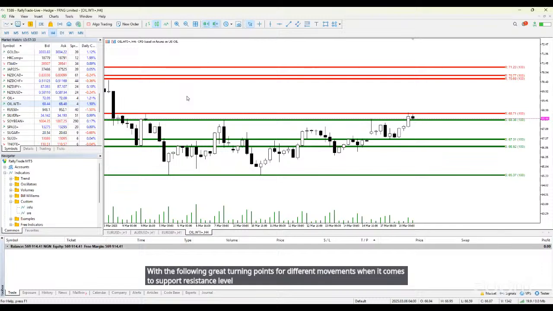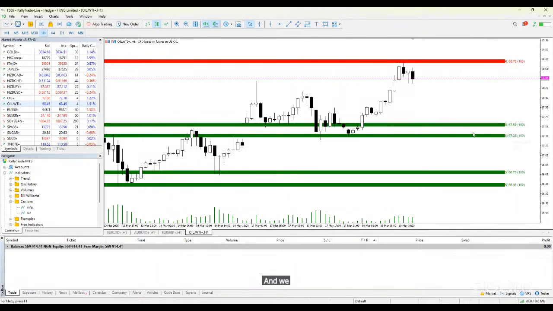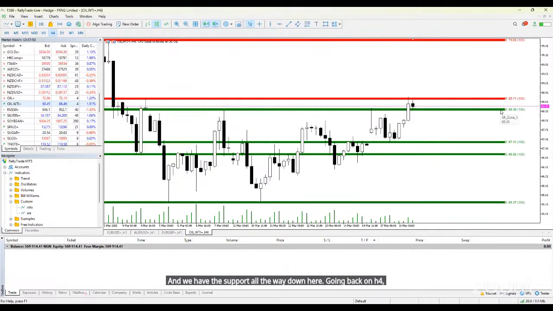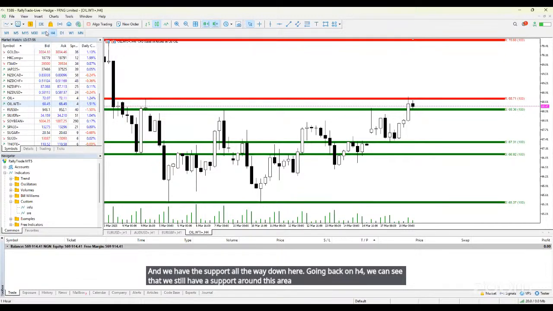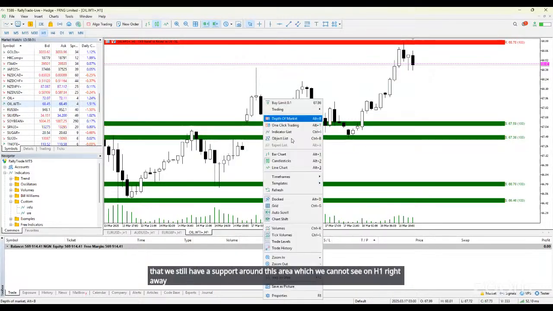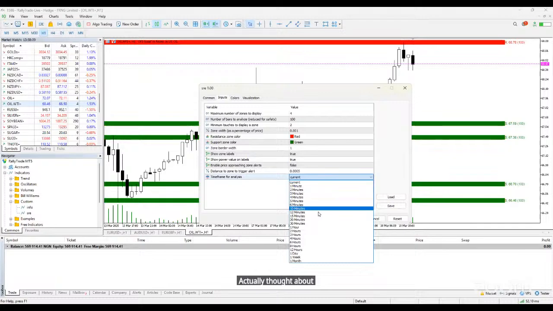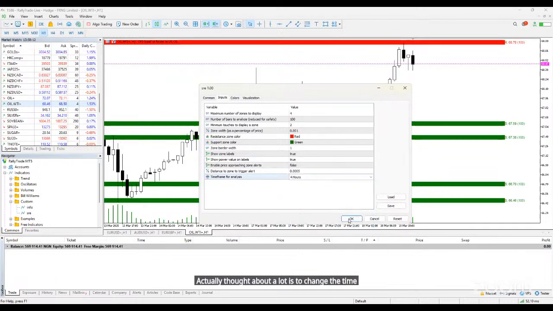And it's also very highly customizable, because let me show you something. This is H4, we can see it, we can drop on H1, the levels will change, of course, because now we have the resistance here and we have the support all the way down here. Going back on H4, we can see that we still have a support around this area, which we cannot see on H1 right away. But what I can do is something that I actually thought about a lot, is to change the time frame for 4 hours.